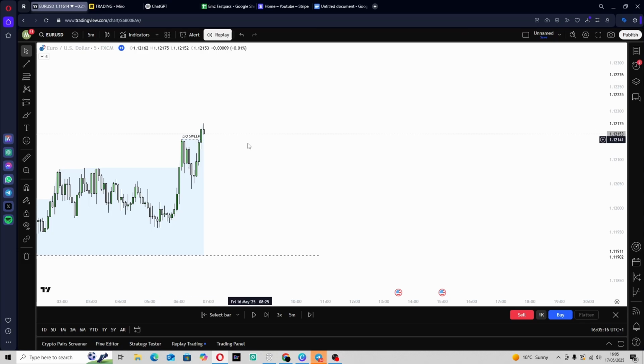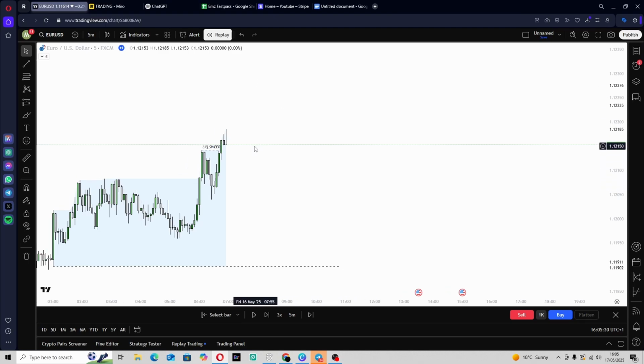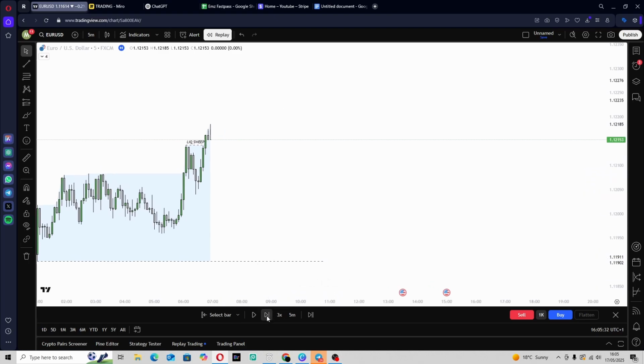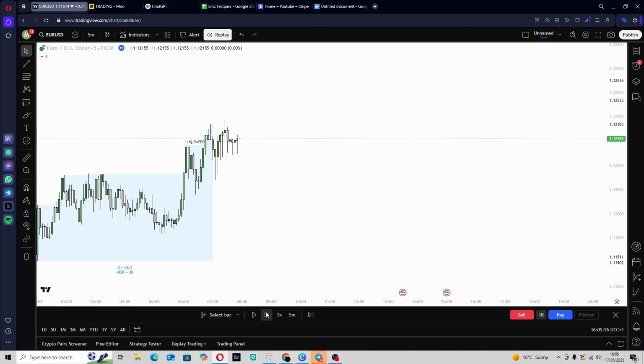Okay, and as soon as we get that liquidity sweep, what we need to do from here on out becomes very, very important, right? We need to now find a break of structure where fractional highs slash lows have been swept, and then we can reinforce our market structure shift with an engulfing candlestick if possible, right? But we're not going to be doing this on the London kill zone. We're going to be waiting all the way until New York. So I'm going to delete this right here. I'm going to be playing price forward all the way. As you can see, I need it to go all the way until New York.